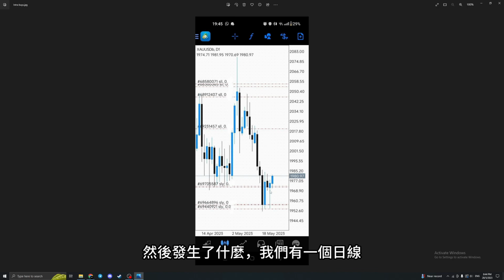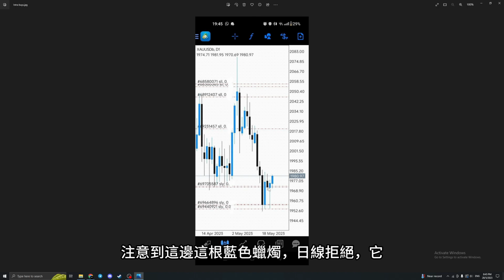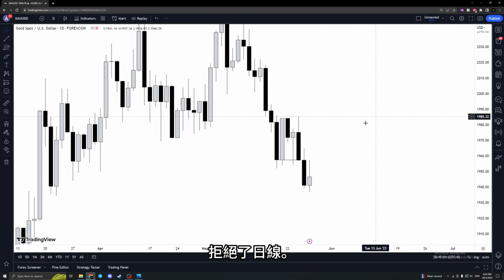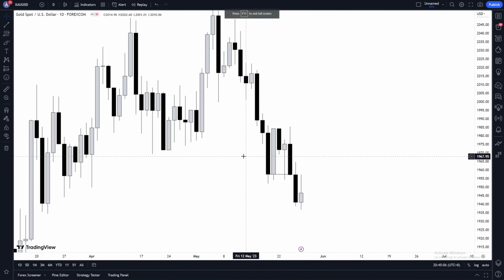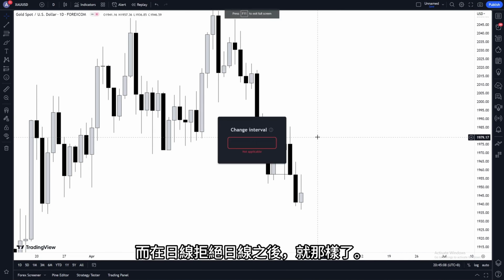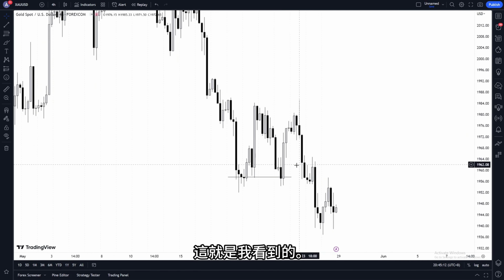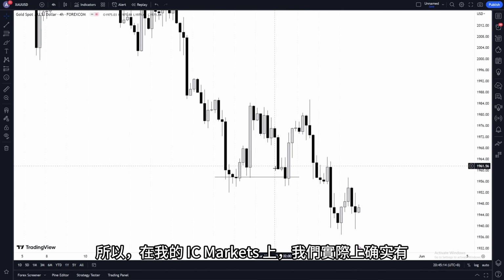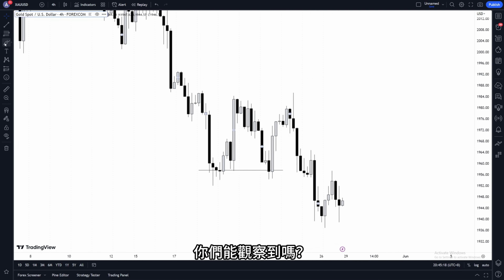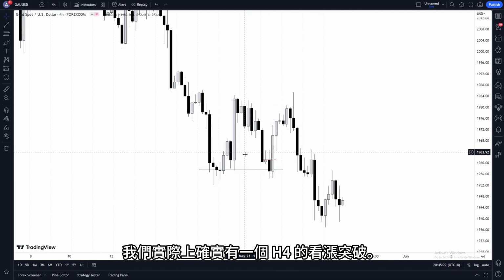And then what happened was we had ourselves a daily reject daily. Notice how this blue candle over here, daily rejected daily, correct? And after daily rejected daily, there we go. This is what I saw. On my IC Markets, we actually did have an H4 bullish breakout. Can you observe this? Buy, sell. We actually did have an H4 bullish breakout.